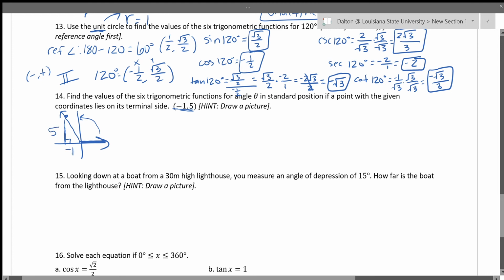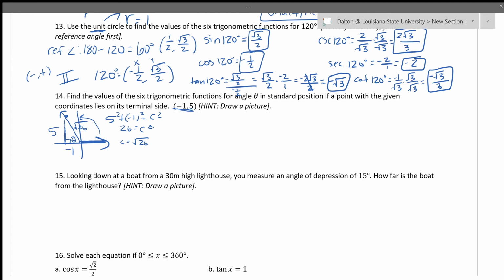So if I want the 6 trigonometric ratios, again, we're just going to call this angle theta somewhere in the middle, where our central angle is. We need to first solve for the hypotenuse. So we're going to use the Pythagorean theorem for that. So if I do 5 squared plus negative 1 squared equals c squared, that's going to be, what, 26 equals c squared. So then c is going to equal the square root of 26. So then you can label that on your triangle. Square root of 26. And now we can proceed finding the 6 trig ratios.